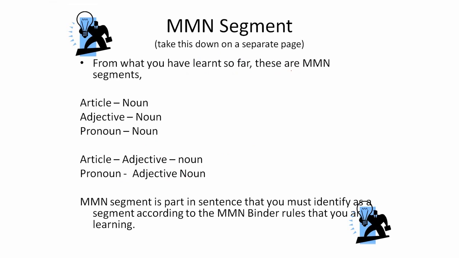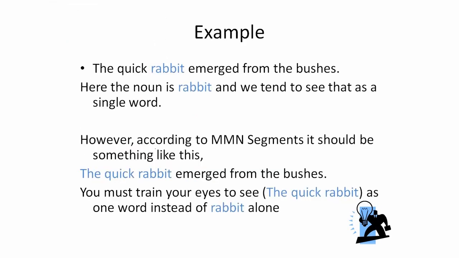So from what we have learned so far, these are the segments. Article noun is a segment, adjective noun is a segment, and pronoun noun is a segment. The compound segments are article, adjective, noun, and pronoun, adjective, noun. This is how your segments page would look by now, right? So let's take a few examples here. Now this is a sentence. The quick rabbit emerged from the bushes. Now you have to round off the nouns immediately. Okay, so we have a noun here.